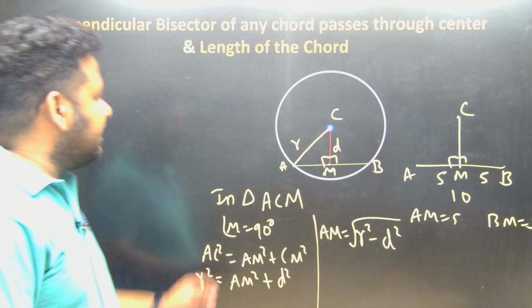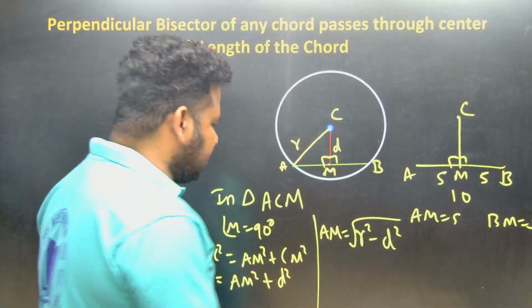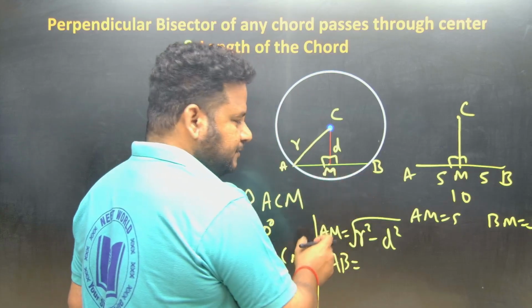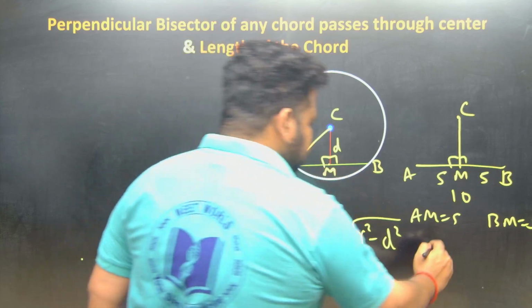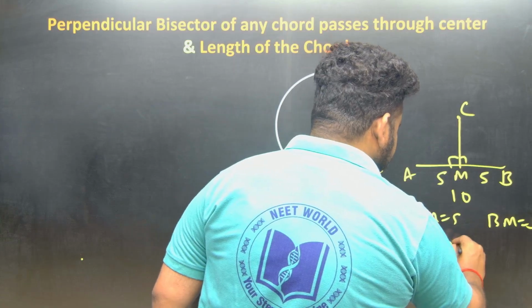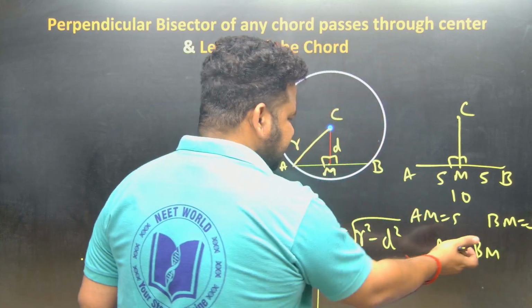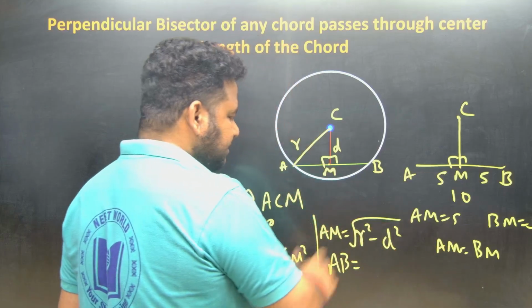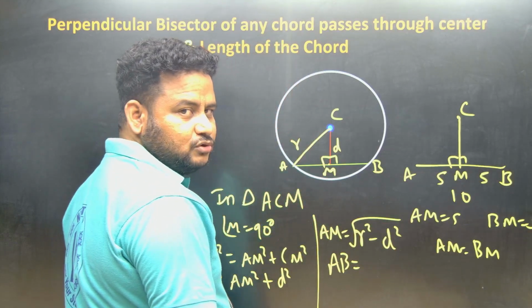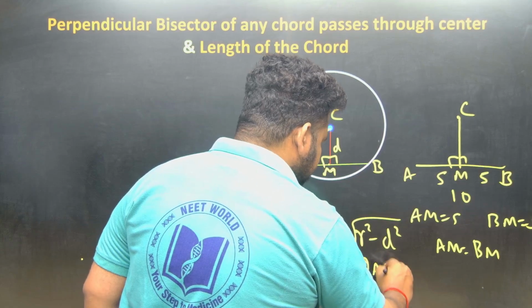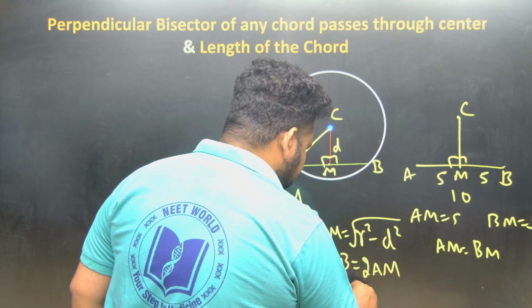But if I want the length of the chord, I want length AB. AB is nothing but AM plus BM. Since M is the midpoint, we know that AM will be equal to BM, as we got 5 and 5. So instead of BM I can write AM again. So AM plus AM is equal to AB. So AB is equal to 2 times AM. The length is what?